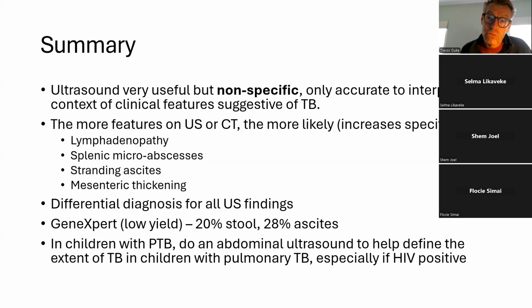And that's why if you're building up a diagnosis of abdominal TB, then the more features they have, or the more extensive they are, the more likely it is that the child's got tuberculosis. But always think of what the differential diagnosis of each one of those is as well.